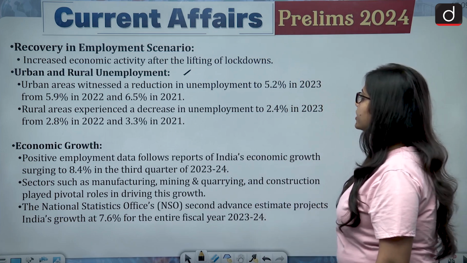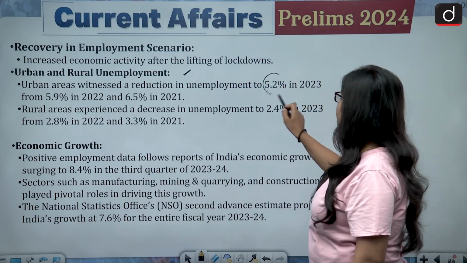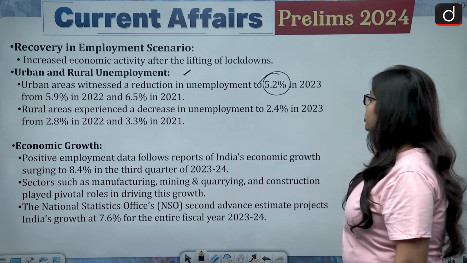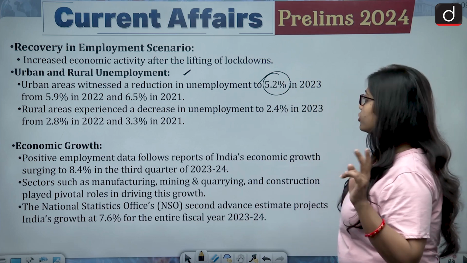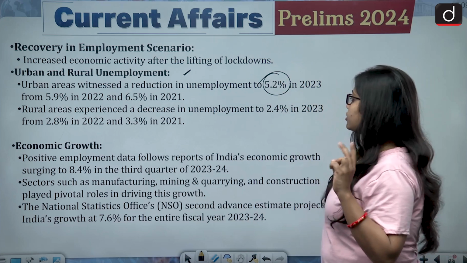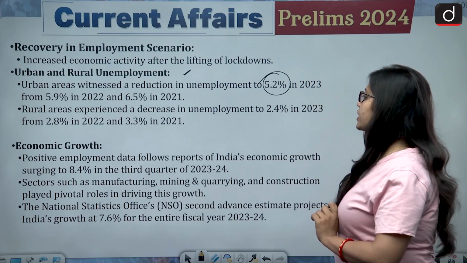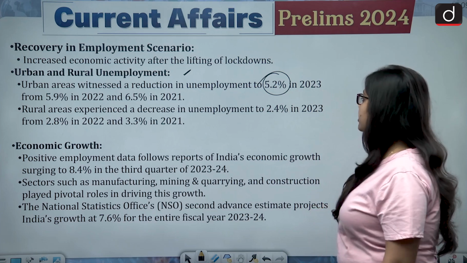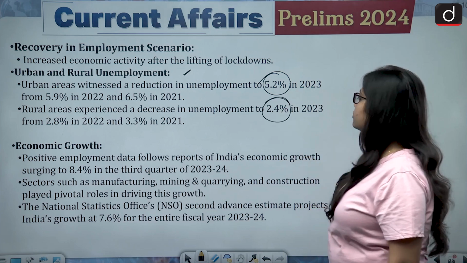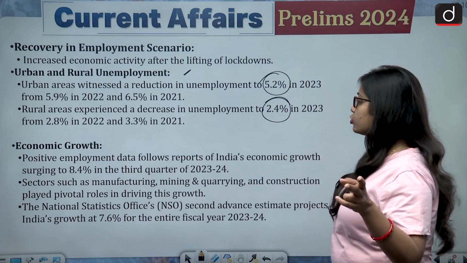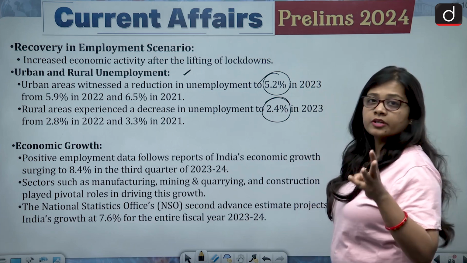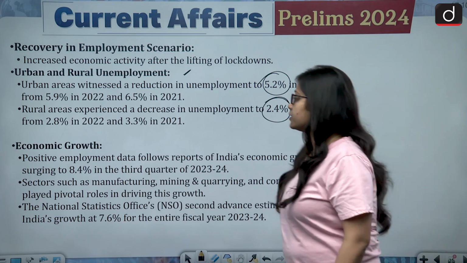Urban areas have witnessed a reduction in unemployment to 5.2% in 2023 as compared to 2022, when it was 5.9%, and in 2021 it was 6.5%. Then rural areas experienced a decrease in unemployment to 2.4% in 2023, 2022 2.8%, 2021 3.3%.